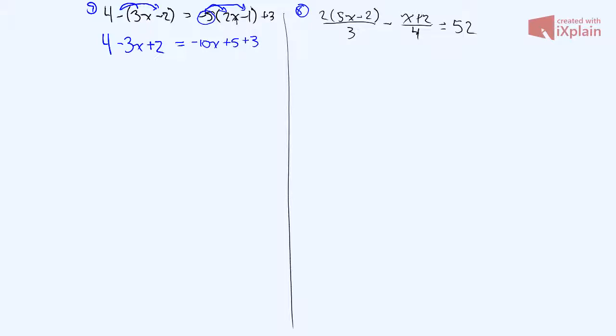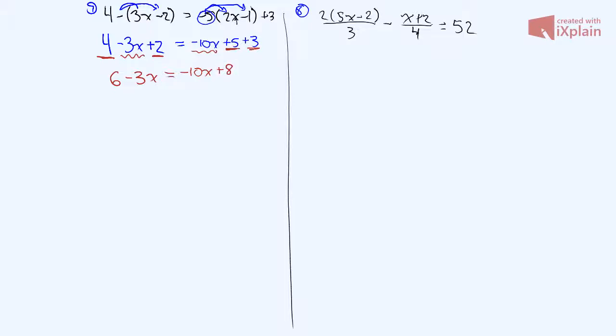Okay, now we're going to combine like terms on the left-hand side. I see I have a positive 4 and a positive 2, which is 6. And this minus 3x I just leave. Here we have this minus 10x all alone, so we're just going to leave that there. And then we have a positive 5 and a positive 3. We add those together, we get 8.